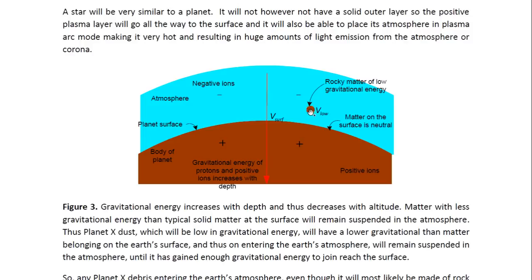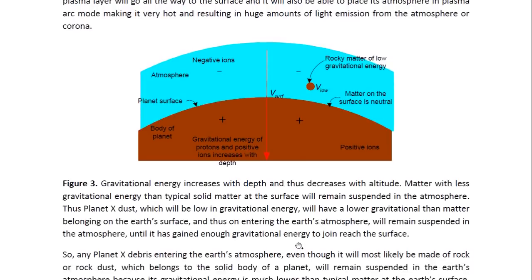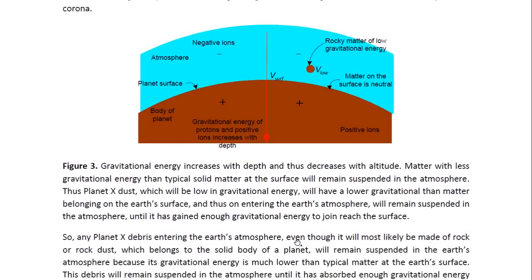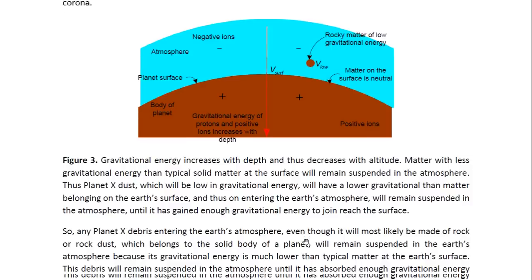It will instead find its position suspended in the atmosphere because its gravitational potential is so low that it is about the same as matter that belongs to the Earth that is found in the atmosphere. So it will remain suspended in the atmosphere until it has gained enough gravitational energy to join other matter or reach the surface.